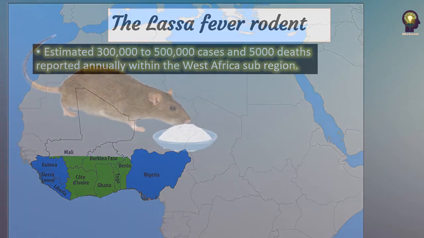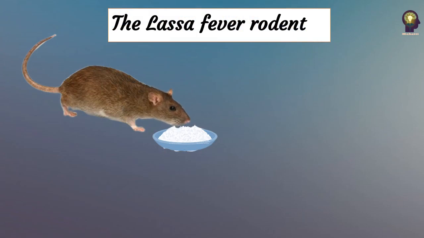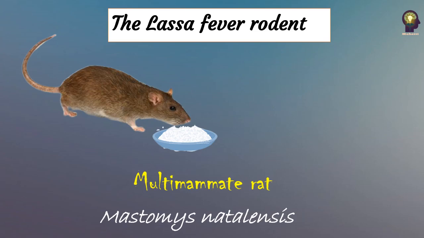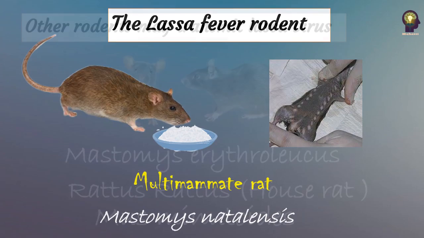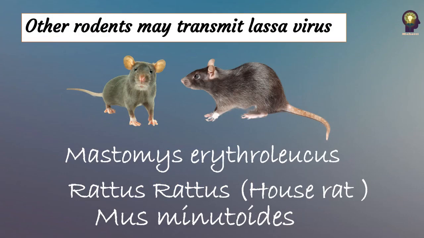The reservoir or host of Lassa virus is a rodent known as the multimamate rat, belonging to the species called Mastomys natalensis. It is called the multimamate rat due to the presence of multiple and prominent mammary glands on its undersurface. However, other rodent species, including Mastomys erythrolucus, Rattus rattus, which is the common house rat, and Mus minutoides, among others, have also been shown to carry the virus and may transmit it to humans.